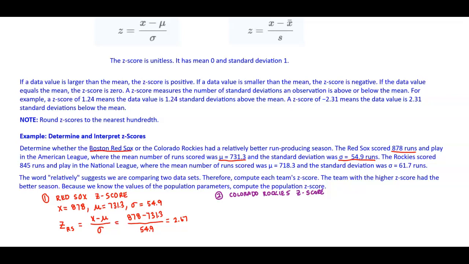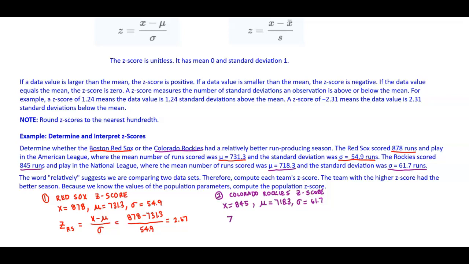Okay, so when we're looking at the Colorado Rockies, we know that the Rockies scored 845 runs. We know that the population mean for the National League is 718.3 and the population standard deviation is 61.7. So we know that X, which is the data value, is 845 runs, the population mean is 718.3, and the population standard deviation is 61.7.